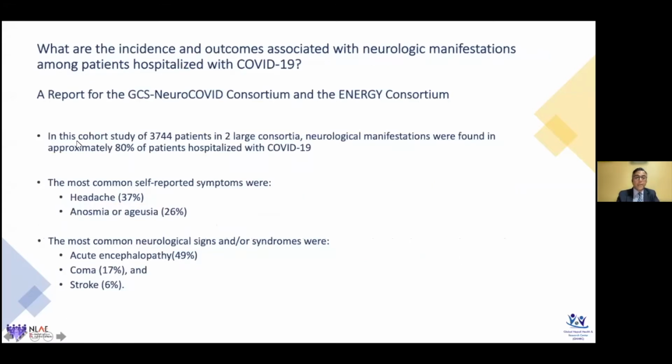On this, the report of the GCS Consortium and ENERGY Consortium found, with this cohort study of almost 4,000 patients, that the two large consortia showed pretty much 80% neurological manifestations among the patients that were actually hospitalized. The most common self-reported symptoms were headache, anosmia, and ageusia, which is a loss of smell and loss of taste, that we already know. And the most common neurological signs and syndromes were acute encephalopathy, coma, and stroke. Those were the signs and syndromes that were observed by the physicians.